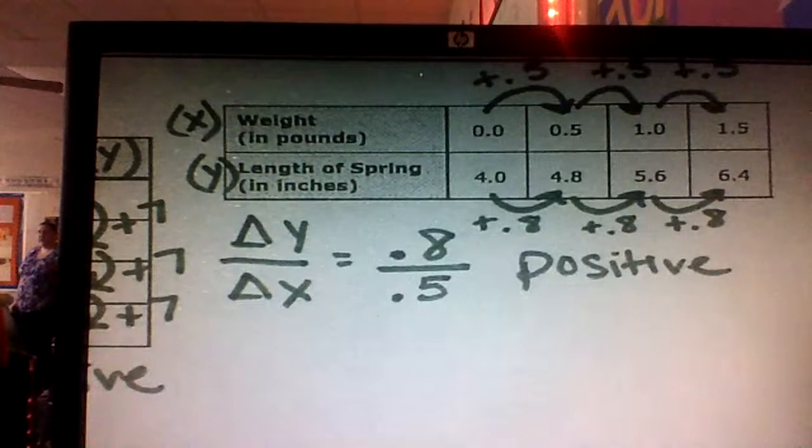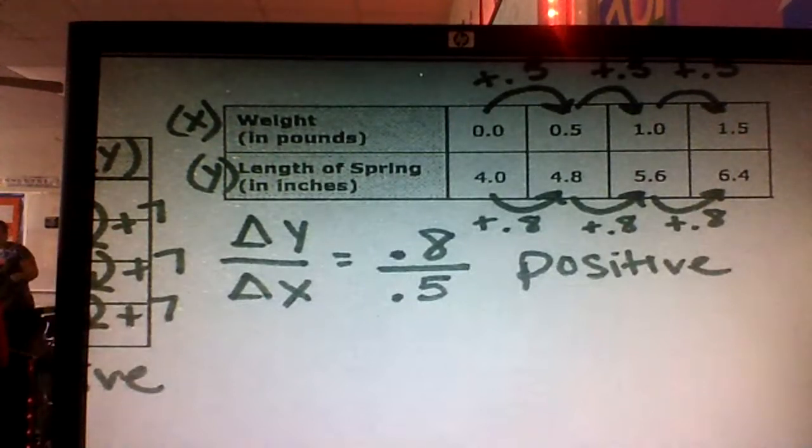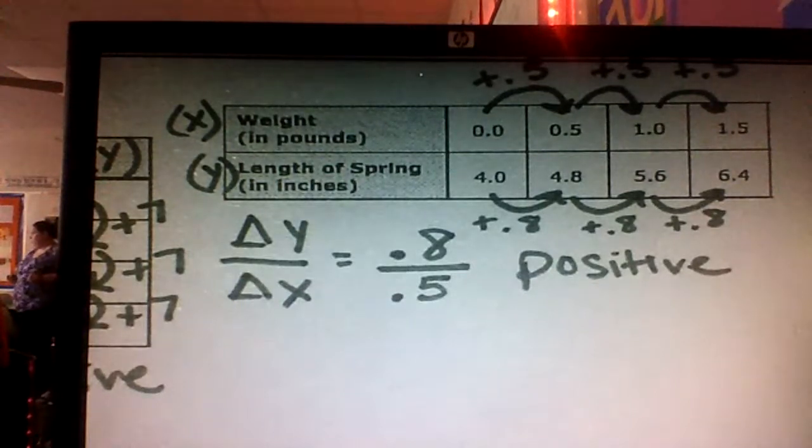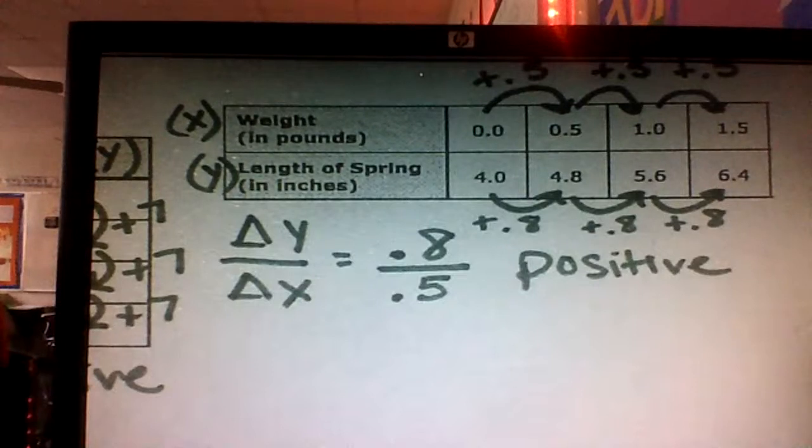Okay, inches. So every time your spring increases by 0.8 inches. Okay, so your spring's increasing by 0.8 inches. What's happening to your weight then? What's your weight increasing by? You're changing x. 0.5. So every time your spring increases by 0.8 inches, the weight is increasing by 0.5 pounds. Okay.